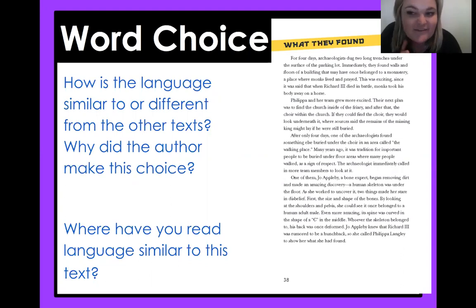So, the purpose behind the story is different. Now, I kind of already answered this. Why did the author make this choice? I think they're just trying to make this story as interesting as it can be. So they want us to be engaged.